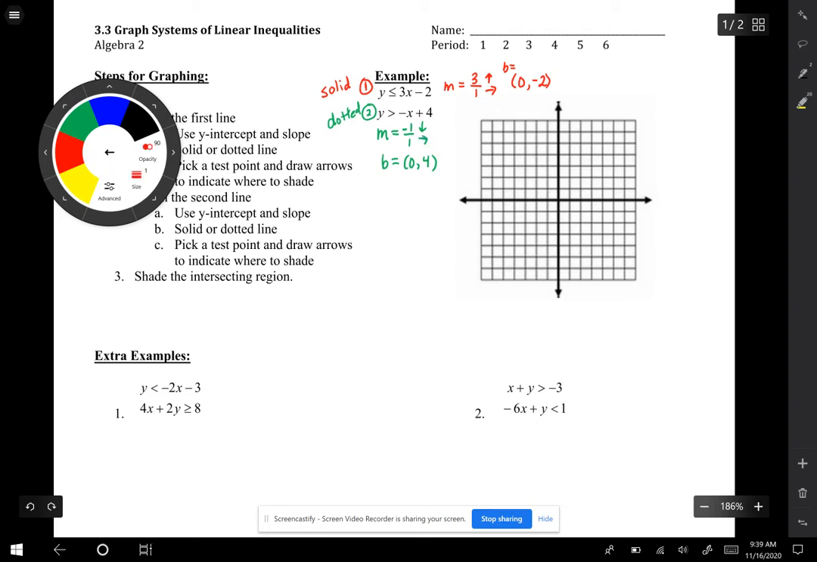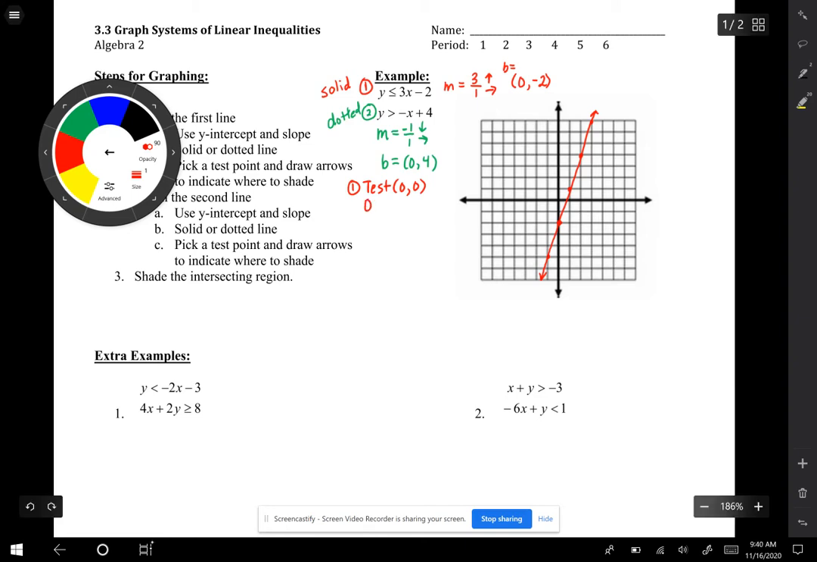Let's graph inequality number 1. So inequality number 1, we start at (0, negative 2), go up 3, right 1, repeat edge to edge. Connect the line with a solid line, and then we test a point that's not on the line. So we want to test (0, 0). Always test your point in the original inequality.